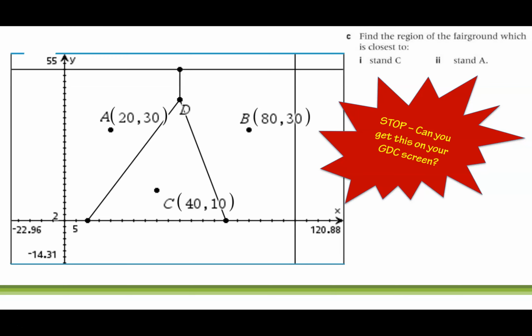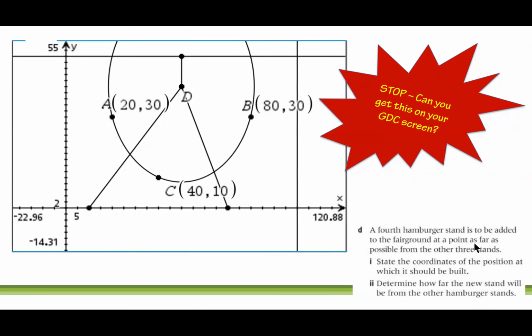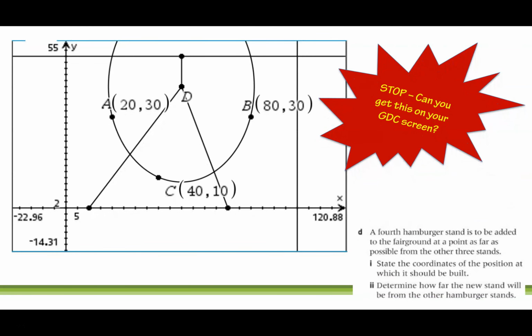Find the region of the fairground which is closest to C. Well, you can see that's going to be in this zone over here. And closest to A, that's going to be this zone over here. So a fourth hamburger stand is to be added at the point that's furthest possible, and that's going to be D. And again, just like before, because the scale has been changed to accommodate that rectangular fairground, that doesn't look much like a circle, but it actually is. It's been elongated because the scale has been adjusted.